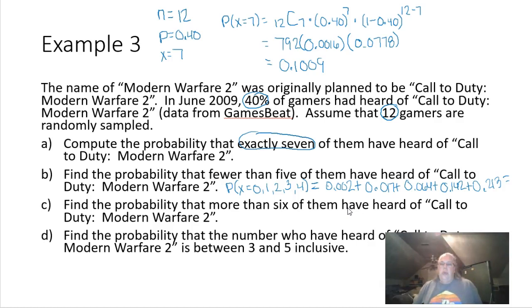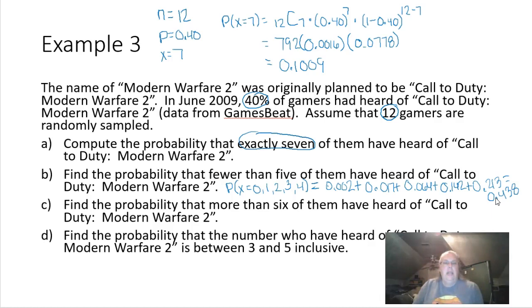I went to n is equal to 12 and then x is equal to 0 to get the 0.002, and then x is equal to 1 to get the 0.017, x is equal to 2 to get the 0.064, x is equal to 3 to get the 0.142, and x is equal to 4 to get the 0.213. So let's put these in our calculator and see what we get. And this will give me a sum of 0.438.